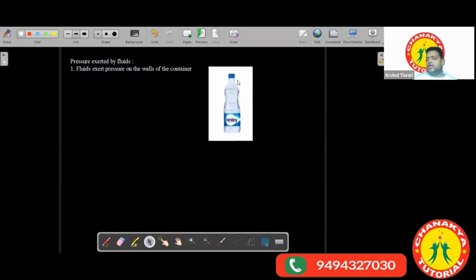So, to study this, suppose I make some holes. I create some holes on this water bottle. So, I create a hole over here.